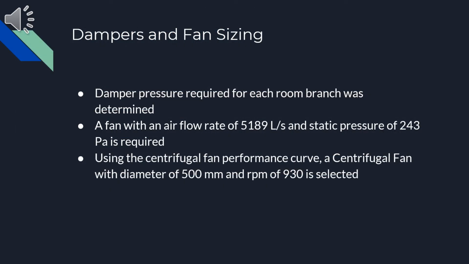My name is Hemawati Sudama and I will continue on dampers and fan sizing. The damper pressure required for each room branch was determined and a fan was selected. A fan with an airflow rate of 5,189 liters per second and static pressure of 243 pascals is required to properly ventilate the building. Using the centrifugal fan performance curve, a centrifugal fan with 500 mm diameter and 930 rpm is selected.